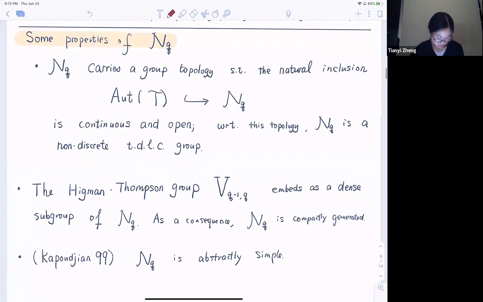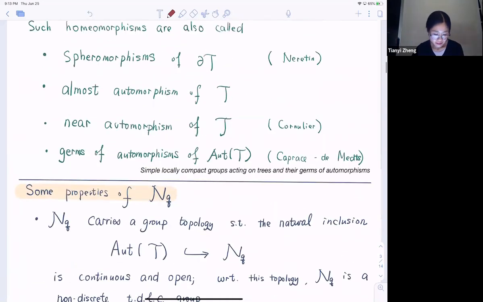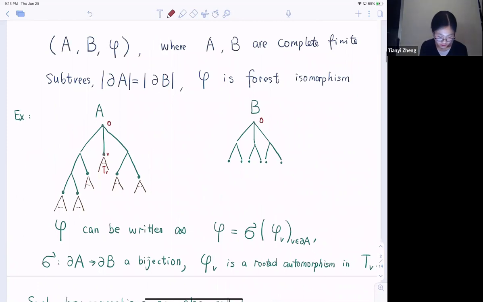And then, if you're familiar with the Higman-Thompson group, this picture of the tree diagrams certainly reminds you of the Higman-Thompson group V, right? Here, if I insist that the rooted automorphisms you can do inside the subtrees are simply trivial, it means that you do absolutely nothing inside these subtrees. And then you take a bijection and move the subtrees rigidly to be rooted at the leaves of B. This gives you an element in the Higman-Thompson group V.